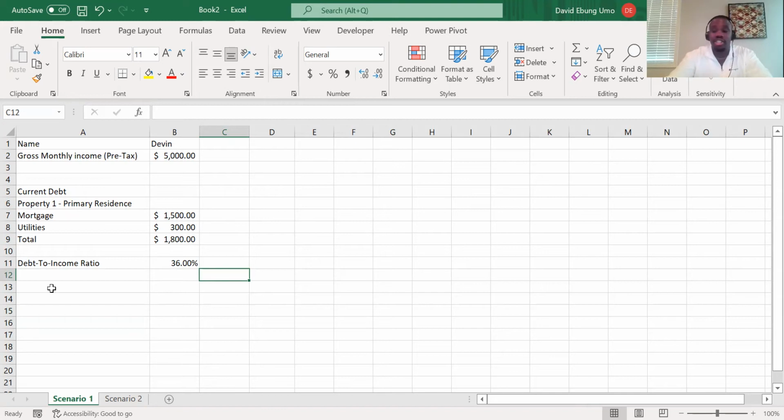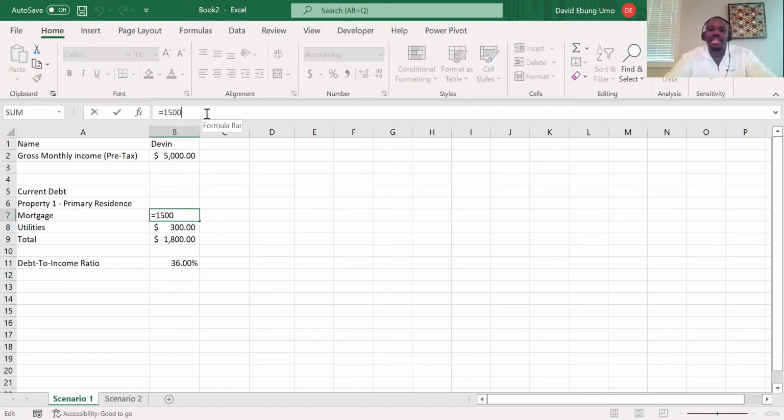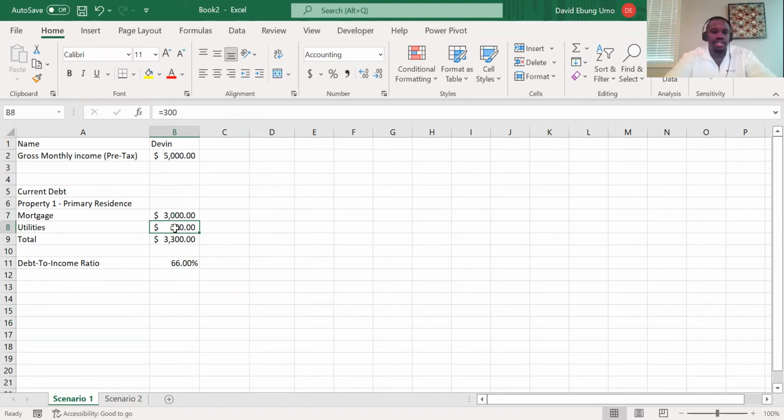It illustrates it, but now this gets tricky as you begin to consider adding more property. Let's say in a simple case Devin wanted to buy another like-minded property. That brings his mortgage to $3,000 and his utilities to $600, for instance. So obviously that's $3,600 total, and the debt to income ratio is 72%.